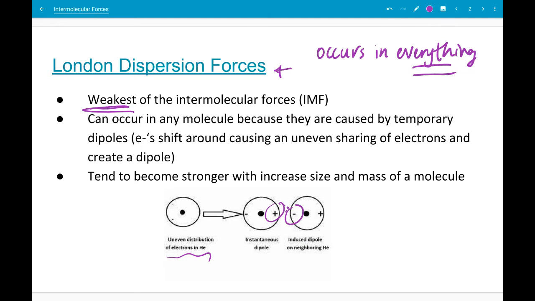Now, this particular force, and actually all of them, will become stronger when you have larger molecules because you have more electrons. It has to do with an increased electron polarizability and a larger mass of molecule. So that goes together. So again, this occurs in everything.